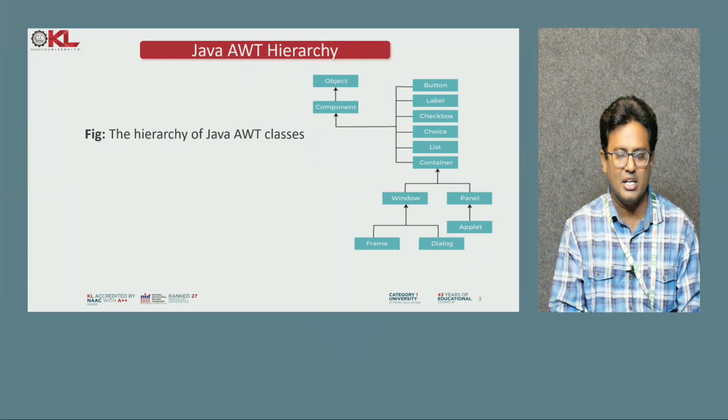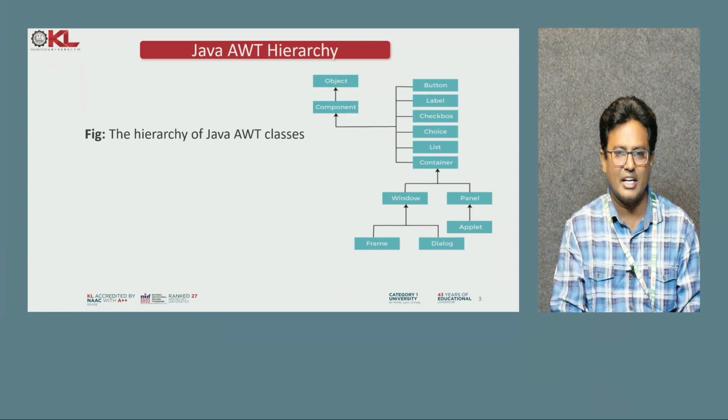Whenever we are taking meals along with the rice, we add various curries, but in order to put the rice and various curries we require a container, that is nothing but a plate. In the same manner there are various components like button, label, checkbox, choice, list. In order to place all these we require some container. That container is nothing but a window or panel. So first you need to create the window. That window is called the container.